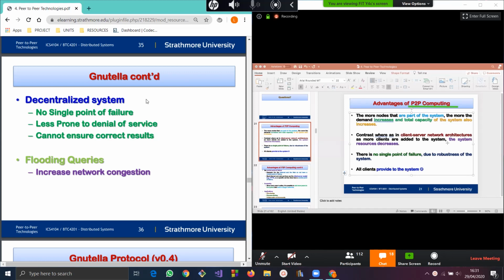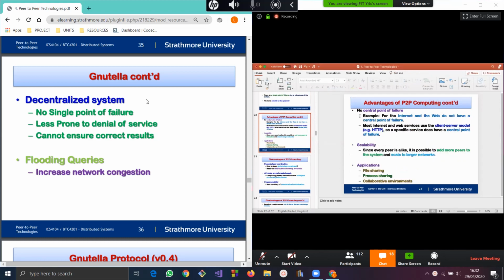In contrast, if we're using a client-server architecture, we have limitations. As you add clients, the resources per client decrease because the resources are fixed. In the first case, I think the question that was asked earlier can help us here. Remember, we had the computing power: each node that you add adds computing power, which is a good thing. Of course, there's no single point of failure due to the robustness of the system, as all clients provide to the system. So that is a very good thing about P2P technologies.